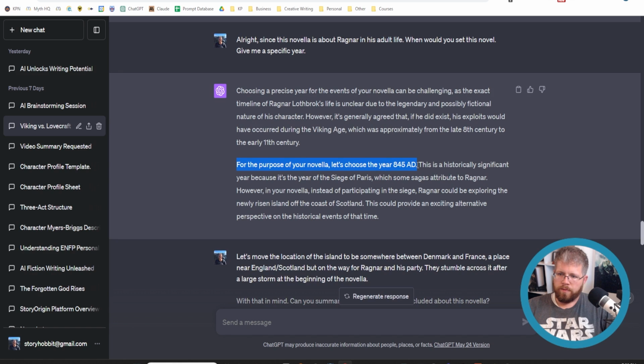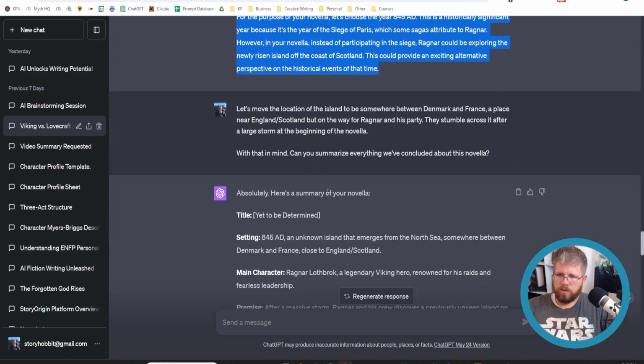Year 845. This is a historically significant year because it's the year of the Siege of Paris, which some sagas attribute to Ragnar. However, in your novella, instead of participating in the siege, Ragnar could be exploring the newly risen island off the coast of Scotland. This could provide an excellent alternative perspective on the historical events of that time.